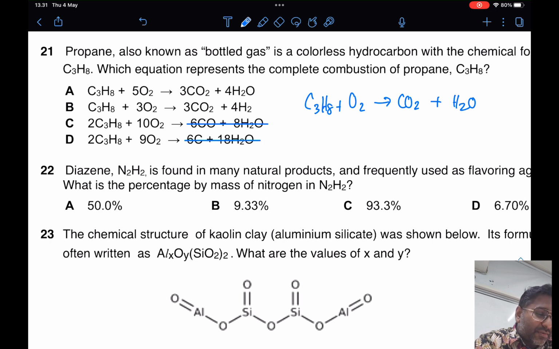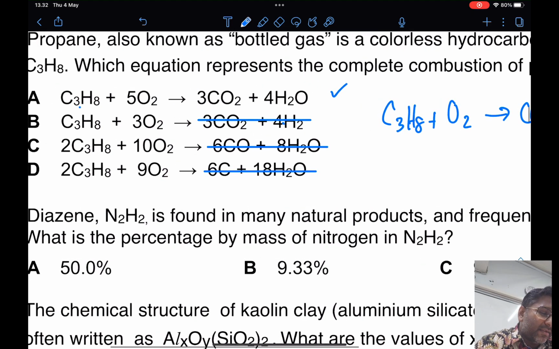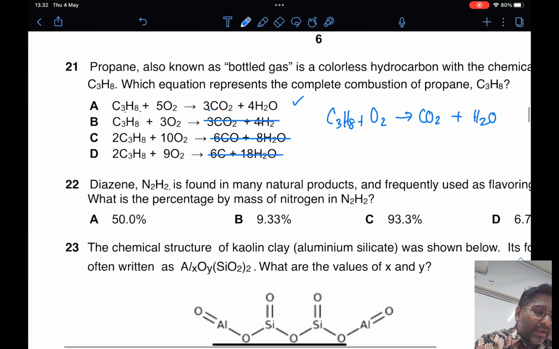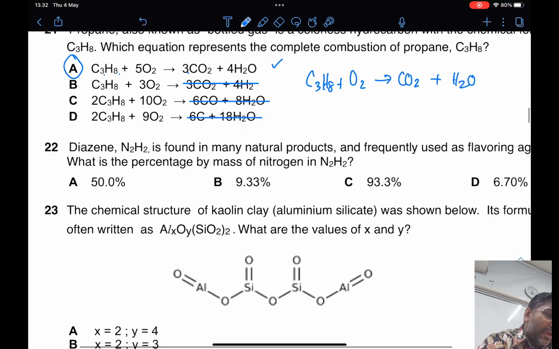Carbon monoxide, this is also wrong because of the carbon. And then this is also wrong. Hydrogen gas, most likely will be this one. But check whether it's balanced or not. 3 carbon, 3 carbon. Hydrogen 8, 4 times 2, 8. Oxygen 10: 3 times 2, 6, 4 times 1, 4, so 10. So the answer is going to be A.